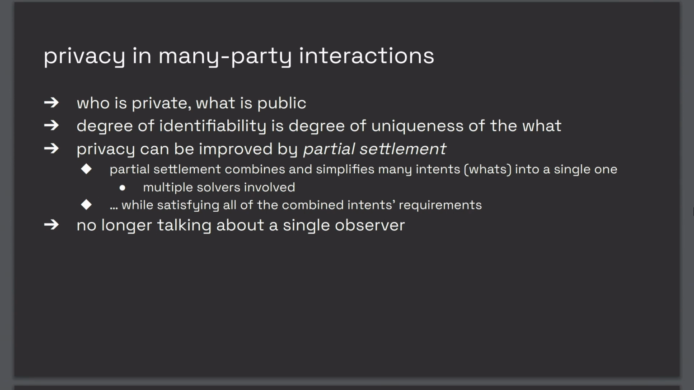So we can do a partial settlement, which is like simplifying or composing intents off the blockchain. Partial settlement involves combining many intents, whats, into a single one. And because we can keep the who private, the who here becomes some intermediate party. There's no actual party anymore. But as long as the state transition satisfies everyone's intents, it's fine.